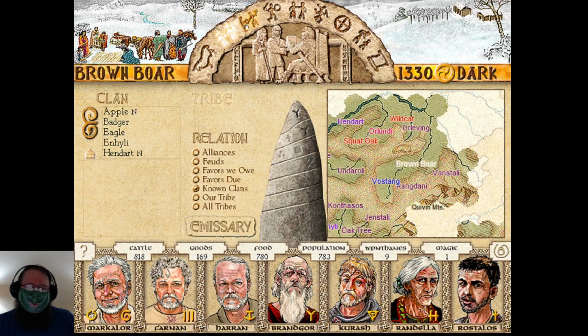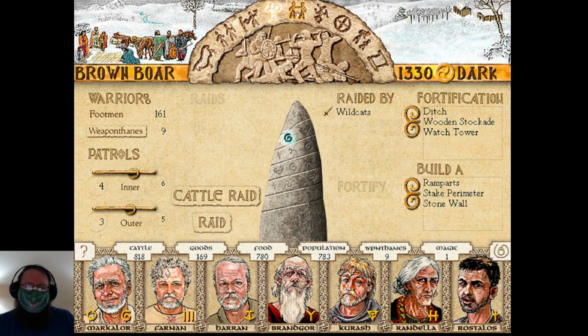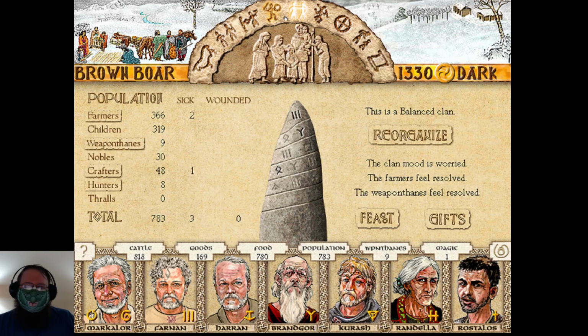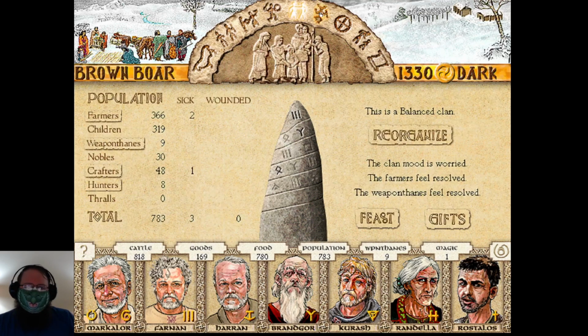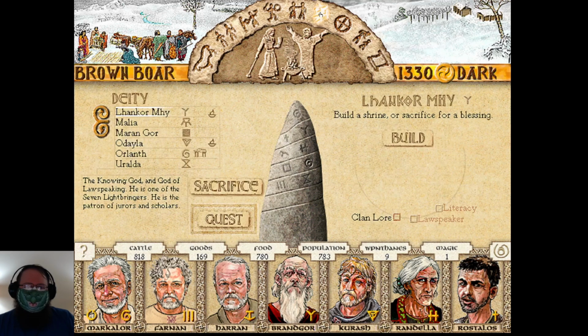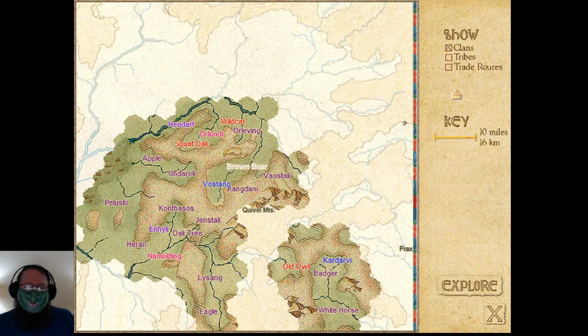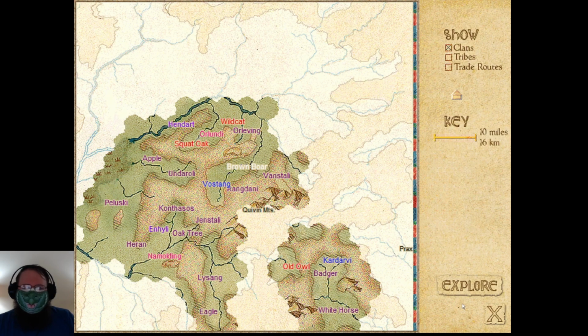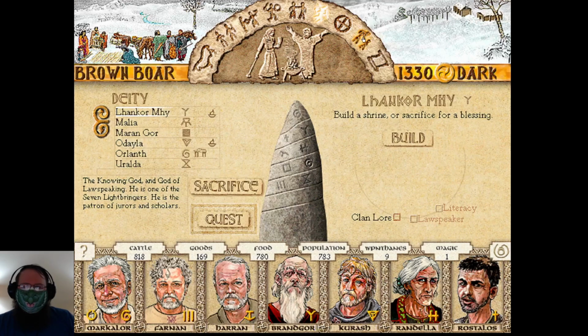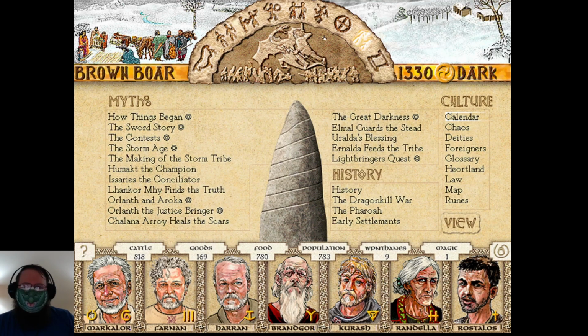Actually, let's take a quick look through here. Anything raided by the Wildcats? Yeah, they happen. Got a few sick, but that's not that many. I'm not going to explore right now. Dang, that is one. I don't like the fact that it doesn't highlight it after you've been on it, but then again, you are back to this one, so fair enough.